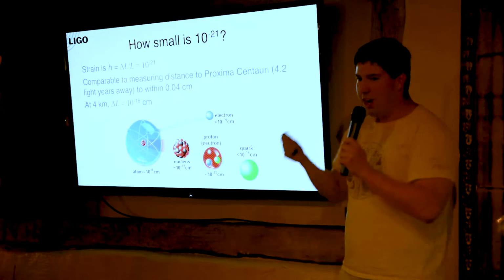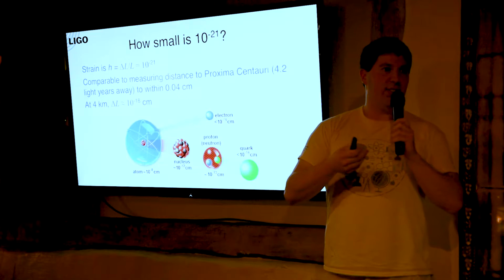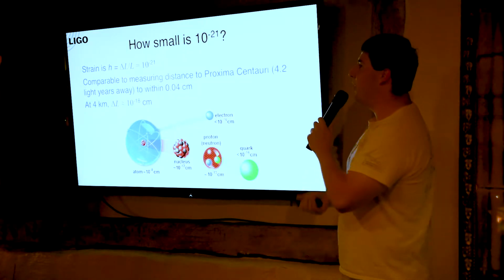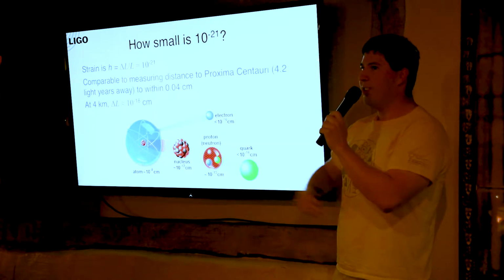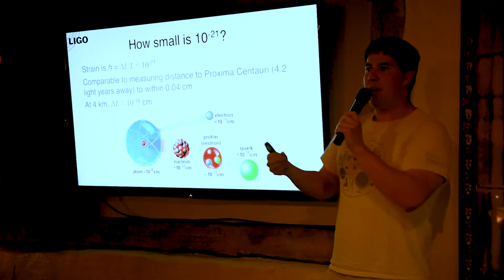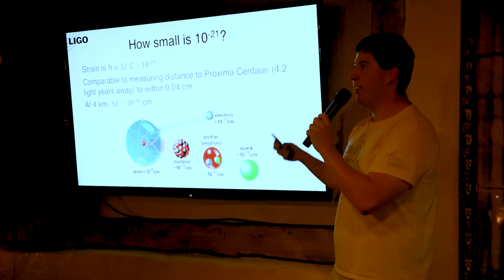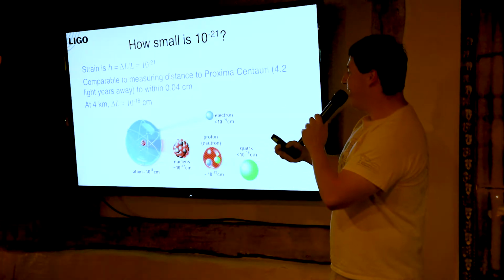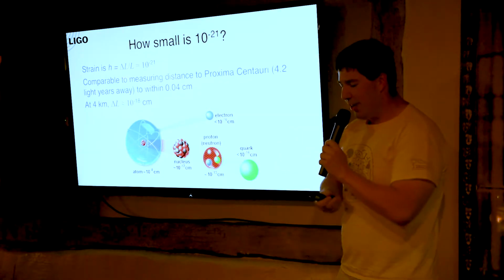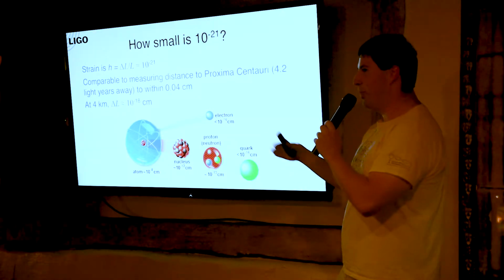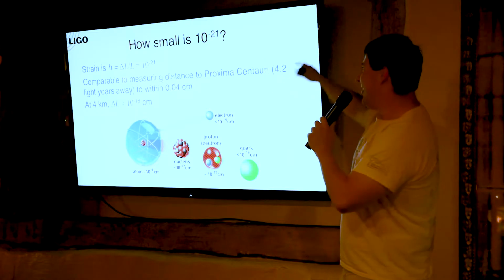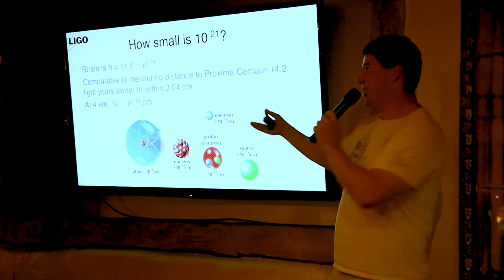And so this is comparable to saying that we are going to measure the distance to the nearest star, Proxima Centauri, to a precision of 0.04 centimeters. Proxima Centauri is 4.2 light years away, and we're going to measure that to within about 0.4 millimeters. That is what LIGO is trying to do. The old observatory head would tell us that, when LIGO first came online, he would go to other physics departments to tell people about this, and they would say, no, you've got too many zeros here, this isn't right. But this is actually what LIGO is trying to do.